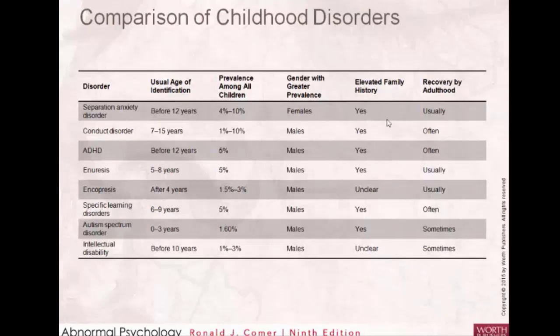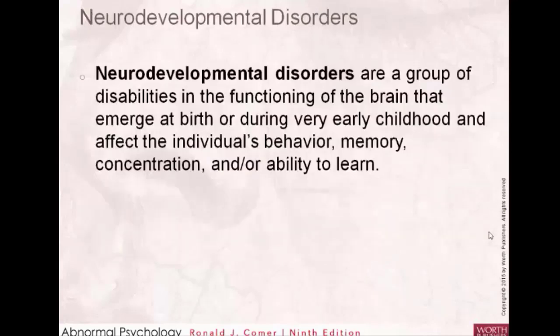Also, family history is included here, recovery by adulthood, so you're going to see usually things like separation anxiety as well as elimination disorders usually get better, and then things like conduct disorder, ADHD, learning disorders, sometimes get better, often get better. And then really a lot of the times when we're asking whether we recover, this may have to do with the kind of treatment that a person receives.